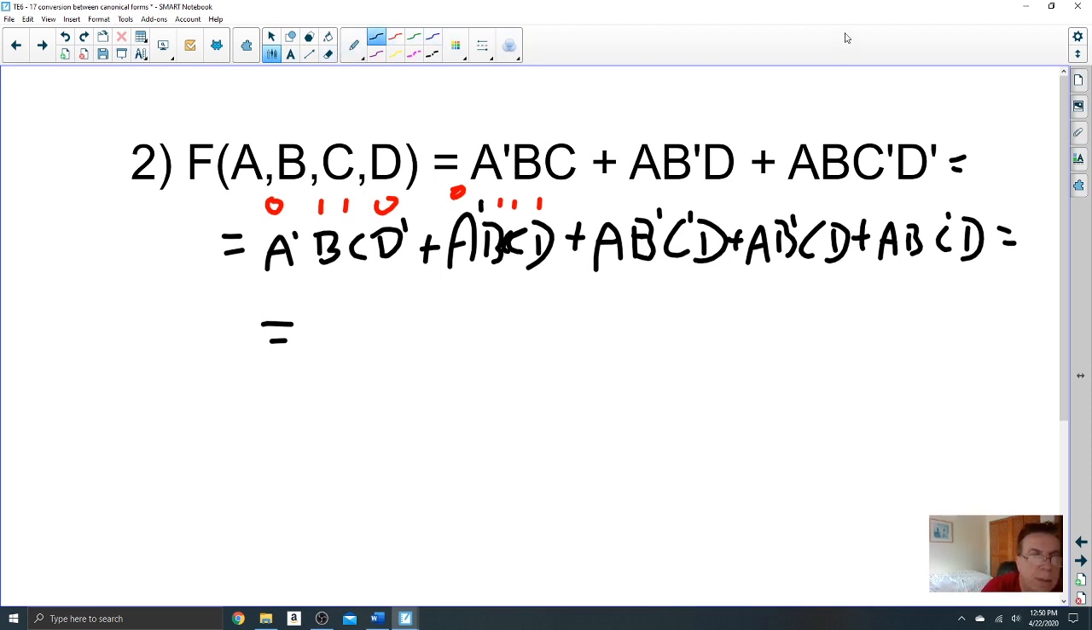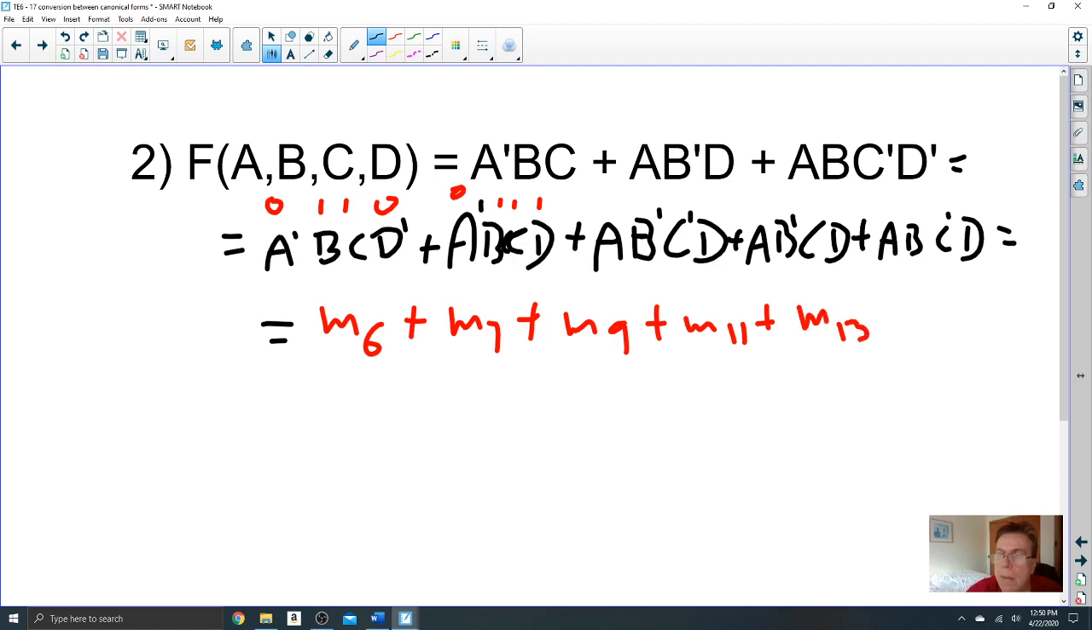So this is minterm 6 plus minterm 7 plus minterm 9. This is 1, 0, 0, 1. This one is 1, 0, 1, 1. That's 11, plus minterm 11, plus 1, 1, 0, 1. That's minterm 13. All right, let's put it in canonical form.